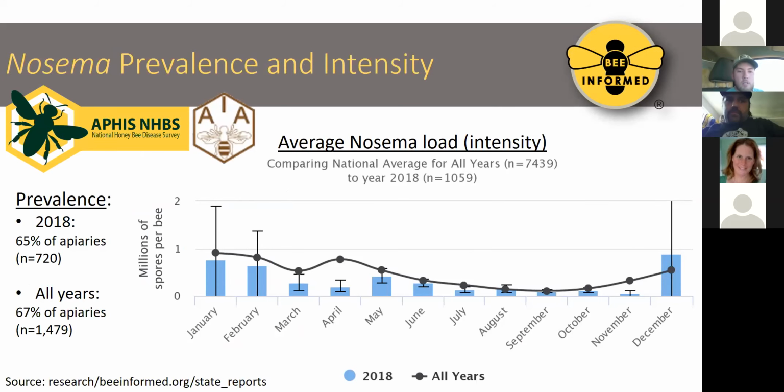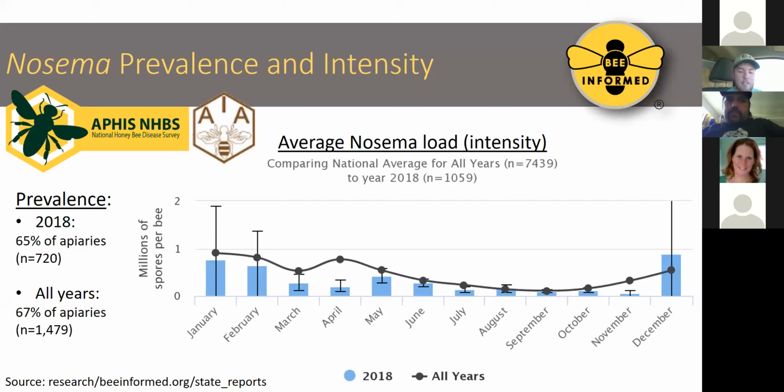Okay, so this graph here is the Apis longitudinal data in regards to Nosema. As you can see, in 2018, approximately 65% of apiaries tested positive for Nosema. This was assumed to be Nosema ceranae. The infection intensity, or average Nosema load, as you can see there in the graph, is measured in millions of spores per bee. And you can see that it fluctuates throughout the season.